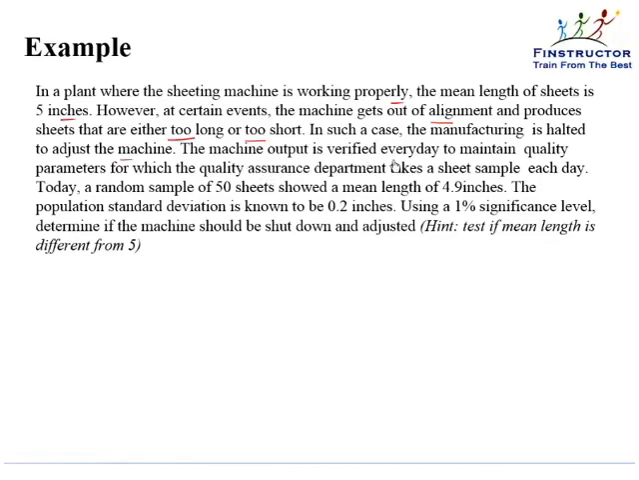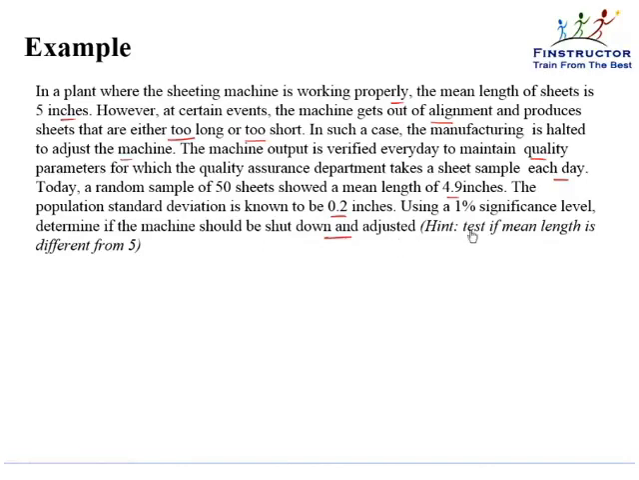The machine output is verified every day to maintain quality, for which the quality assurance department takes a sheet sample each day. Today, a random sample of 50 sheets showed a mean length of 4.9 inches. The population standard deviation is known to be 0.2 inches. Using a 1% significance level, determine if the machine should be shut down and adjusted.